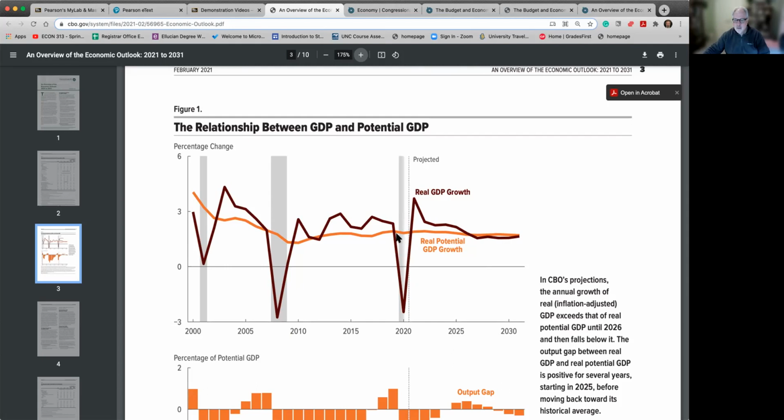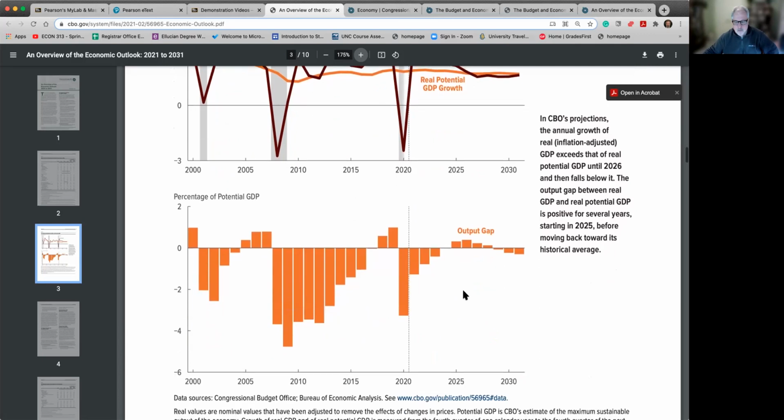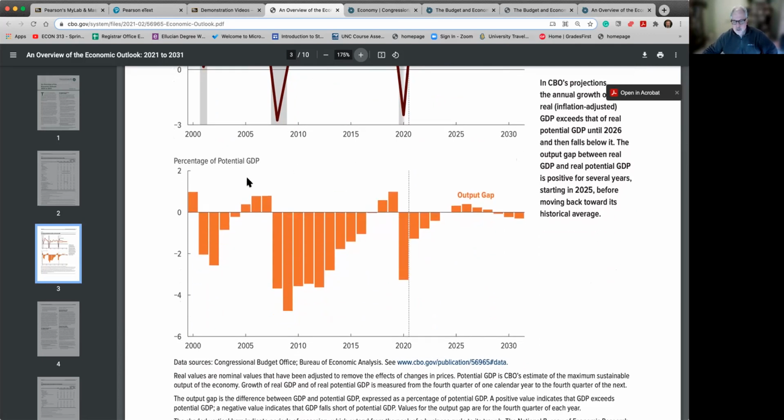Then you can see that the real potential GDP growth, potential GDP, full employment GDP, doesn't change because of changes in the business cycle, but actual real GDP certainly does. So we were way below potential GDP throughout 2020, right? And that's what this is showing as well: percentage of potential GDP, and what is the output gap. And this is the projected past this dashed line over the next decade. What's the projected output gap, right? You can see there was a big negative output gap in 2020 due to the pandemic.